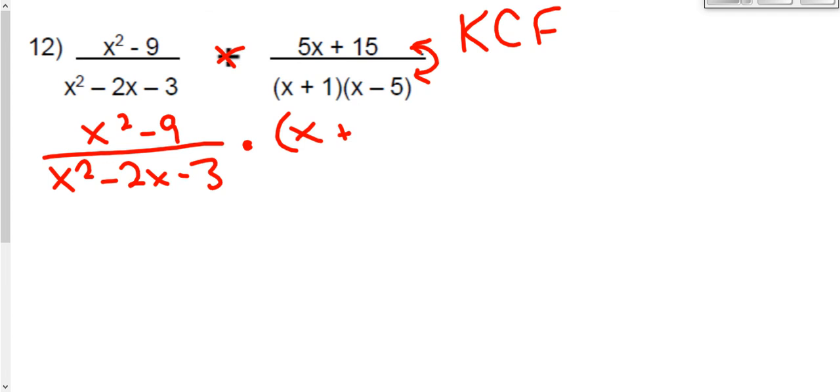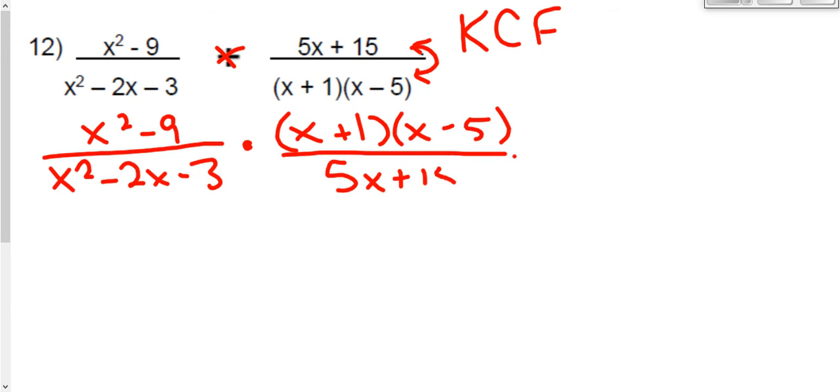So the x plus 1 times x minus 5 will go to the numerator, and the 5x plus 15 will go to the denominator. Now, all I have is a multiplication problem, just like my last problem. So now all I have to do is factor and see if anything can cancel before I actually multiply. So we're going to factor the numerator on the left. It is a difference of squares, which means I have x being squared in front and 3 being squared in back. So I'm going to end up with x plus 3 times x minus 3.